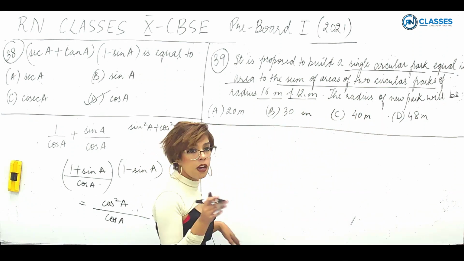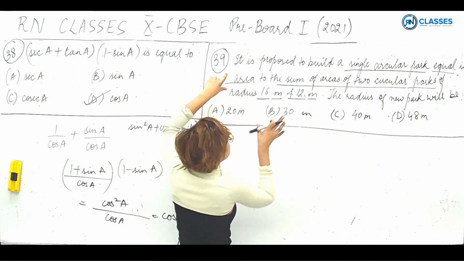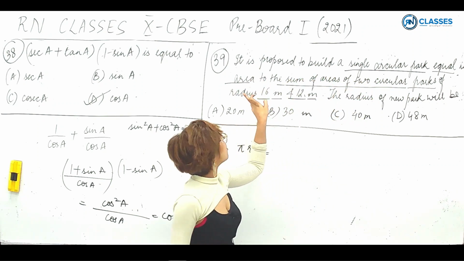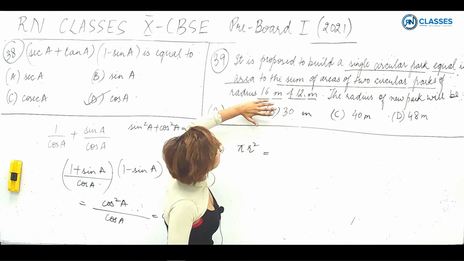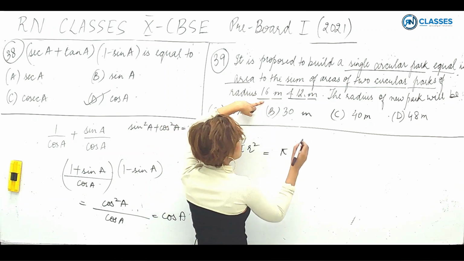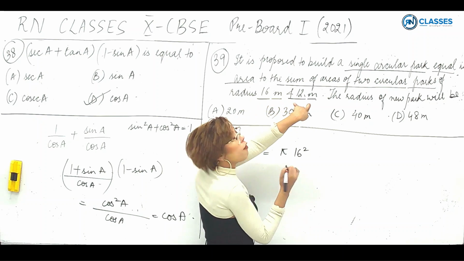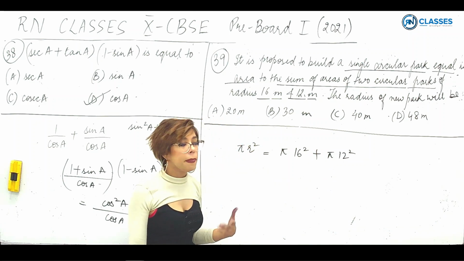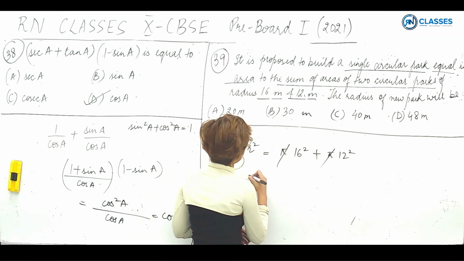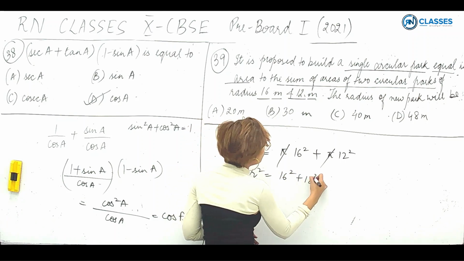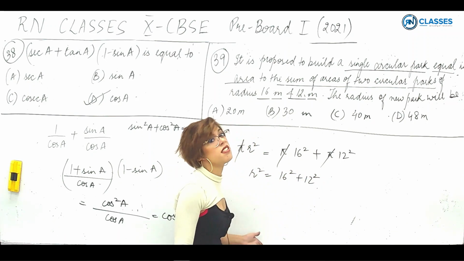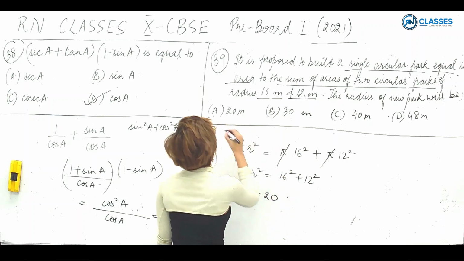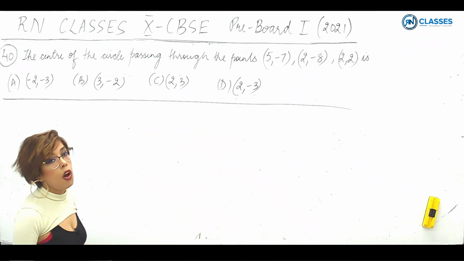Now, suppose the radii are smaller. The area of the new park, pi r square, will be equal to the sum of the areas of the parks of these radii. The area of the park with radius 16 is pi times 16 square, and the area of the park with radius 12 is pi times 12 square. Add them up. Obviously pi cancels, so r square is equal to 16 square plus 12 square. 12, 16, you know the answer: the triplet 12, 16, 20. That means r has to be 20. Option A has to be the correct one. Right, on to the next one.